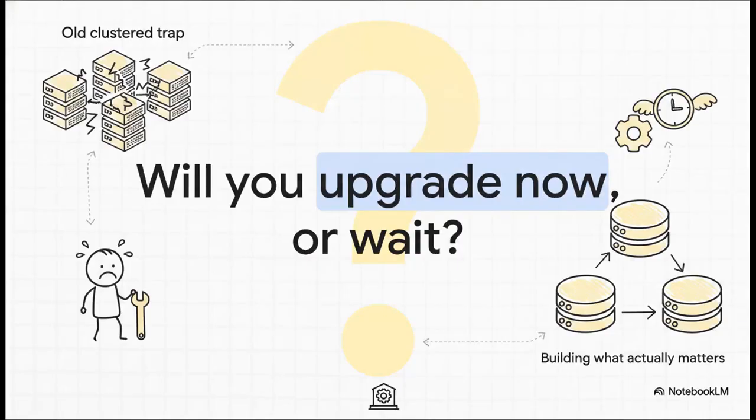But that leaves us with a final, really important question for you to chew on. Are you going to upgrade to the new architecture right now, or are you going to wait? You've seen the risks of the old clustered trap, and you know the elegance and rock-solid stability of the new CCR design. So why spend another month babysitting locked-up servers when the solution is literally just a config change away? Reclaim your time, flip the switch on the new architecture, and let your team get back to building what actually matters.